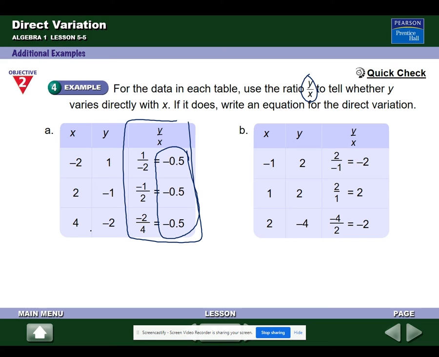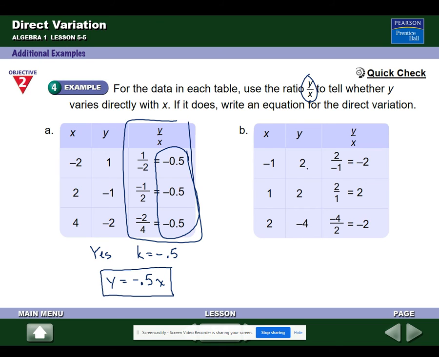So the answer to this is: is it direct variation? Yes. What's the constant of variation? K equals -0.5. That's the constant. If you divide the y by the x and you get the same number each time, it's constant. And then write the equation, y equals -0.5x, or -1/2 x if you're going to go fraction. They went decimal here, so I kept it.